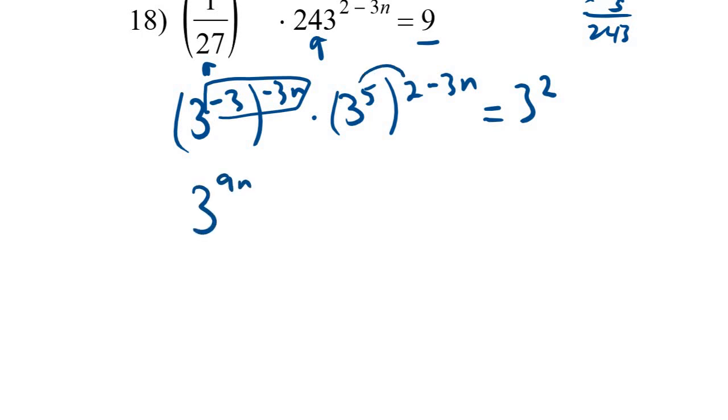And then you distribute this 5 to those two terms. So it will be 3 to the power of 10, and then 5 times negative 3 is negative 15n. That's negative 15n. And then 3 to the power of 2.